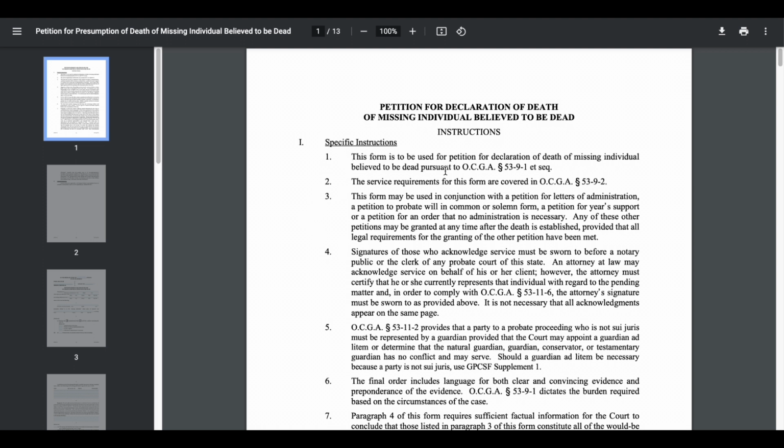This form is to be used for petition for declaration of death of a missing individual believed to be dead, pursuant to Georgia OCGA 53-9-1. Now, if they want to presume them dead, this is what they want to declare. They want the probate court to declare my death simply because I'm missing and they believe I'm dead. Not that I'm proved to be dead, but they believe I'm dead.